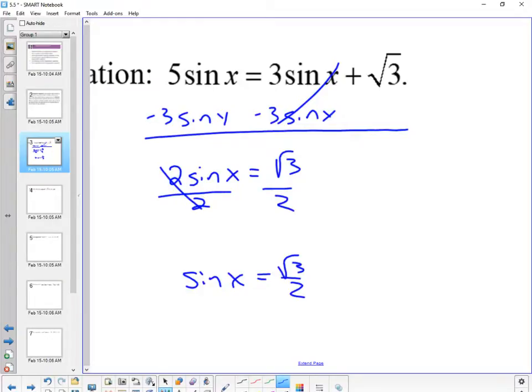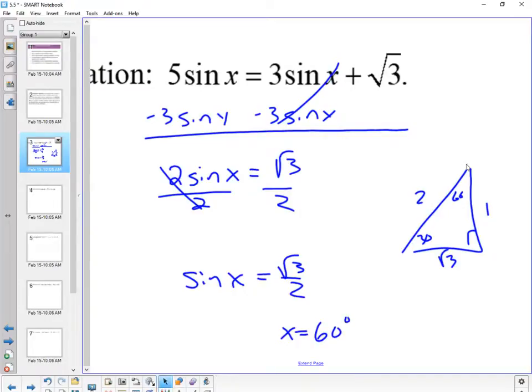The 30, 60, 90. So I can grab my 30, 60, 90 here. Opposite 30 is 1, this should be 2, and this is square root of 3, right? Which angle has the radical 3 opposite to it? The 60 does, doesn't it? So if I did the sine of 60, would that give me radical 3 over 2? Yeah. So what is x? 60 degrees. X is 60 degrees.